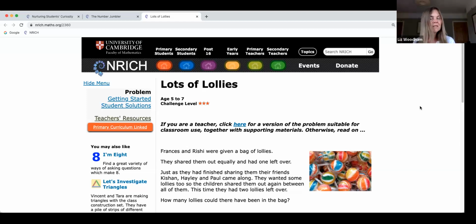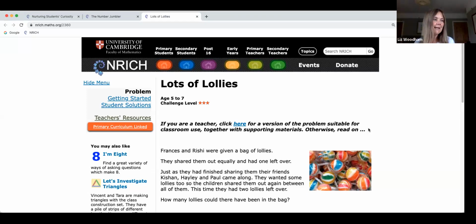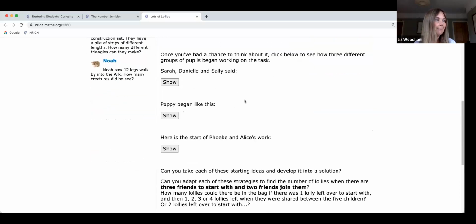Yeah. Okay. So on NRICH, what we suggest for using this task with children is to give them a chance to have a think themselves, maybe on their own just for 30 seconds and then in pairs, and to begin to work towards a solution, but not necessarily give them time to find a full solution.